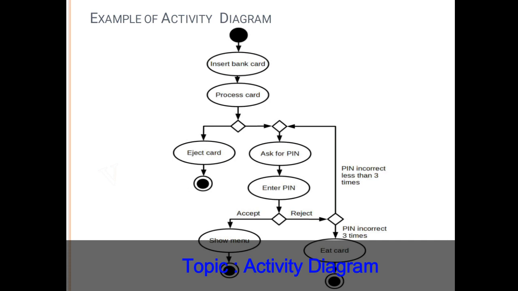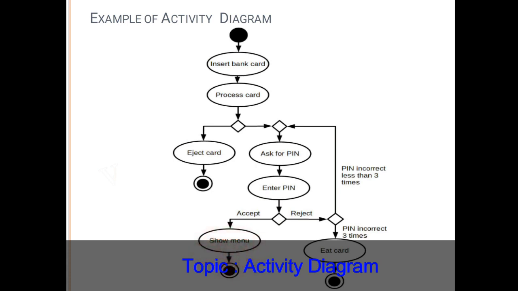But if our card is valid, then the bank ATM system will ask you to enter your pin. So this is the decision-making symbol, and here "ask for pin" is our activity. Whenever the system asks you to enter your pin number, you enter the pin, and then here once again a decision symbol. If our pin number is accepted by the system, then we have to show a pop-up menu on the screen, and finally the task will be completed.